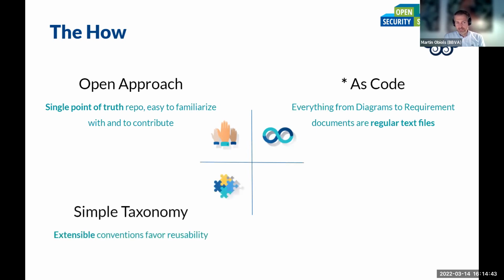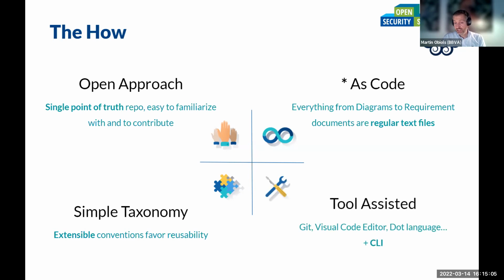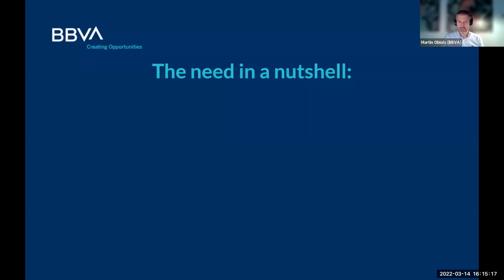We will need to create a simple taxonomy, which we will explore later. It will also need to be extensible, because fixed taxonomies are hard to accommodate to the different types of projects and diagrams that may come up in a big company, depending on the products and on different platforms. And everything will be tool assisted by regular tools such as Git, Visual Code Editor, and general command line interfaces. Okay, so that was what we had in mind when we started this journey.